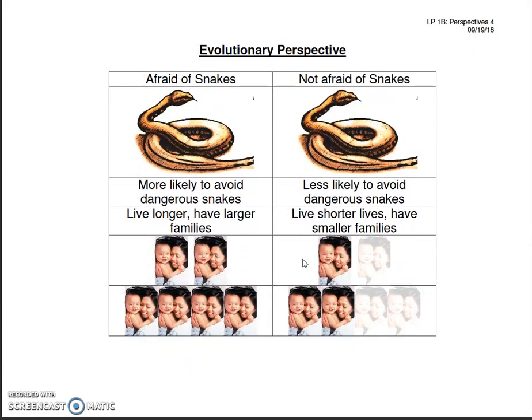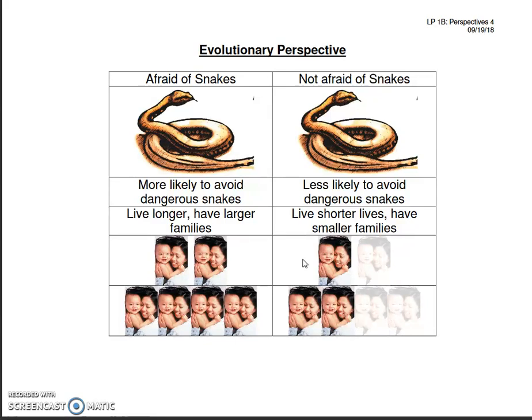Now in this example, I'm exaggerating the process for the purpose of illustration. Let's say that there's some people who are afraid of snakes, and there's some people who are not afraid of snakes. So those who are afraid of snakes are on the left, those who are not afraid of snakes are on the right. And those that are afraid of snakes, it's argued that that is adaptive because you're much more likely to avoid dangerous snakes. If you avoid dangerous snakes, you're much more likely to live longer, you're much more likely to have large families, and over multiple generations, that trait of avoiding snakes tends to be much greater in the population.